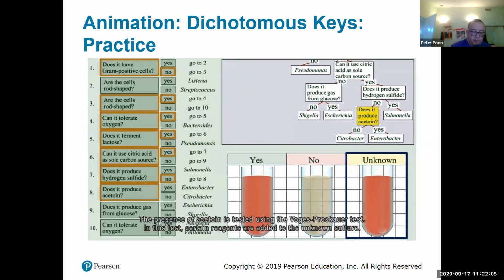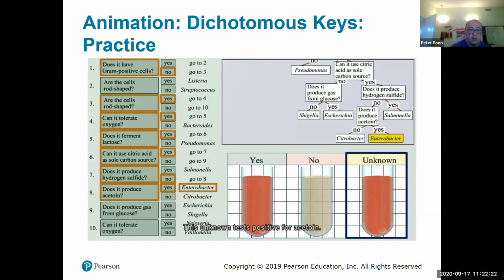The presence of acetoin is tested using the Voges-Proskauer test. In this test, certain reagents are added to the unknown culture. If acetoin is present, the sample will turn red or pink. This unknown tests positive for acetoin. This leads to the conclusion that the unknown is the genus Enterobacter.